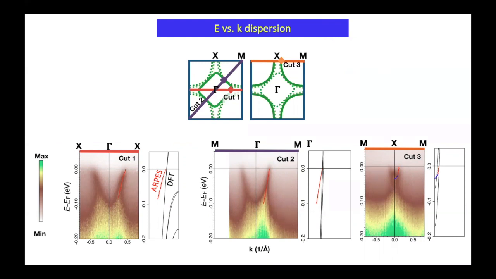And then cut three would be antinodal. So here's the raw data. These red lines are fits to peak position through the data. These are just MDCs for now. That dispersion is shown here, the experimental dispersion, and I overlay that with the DFT.